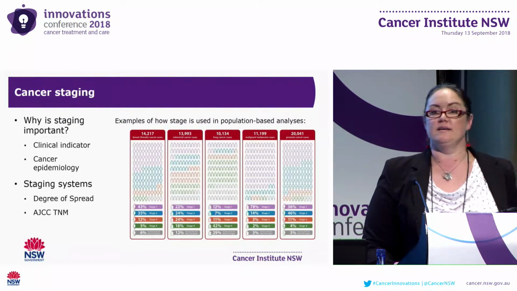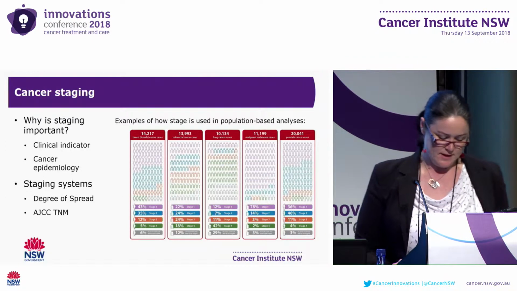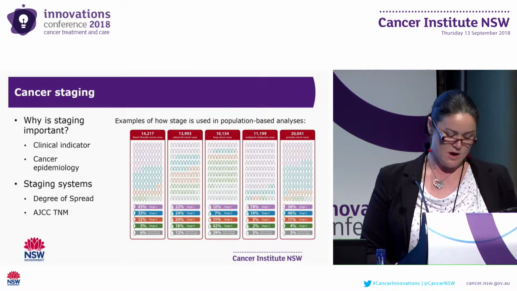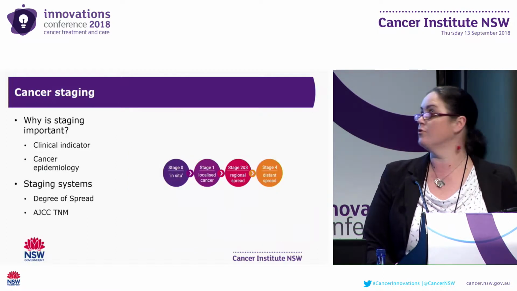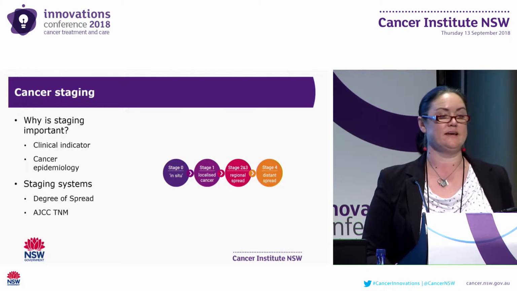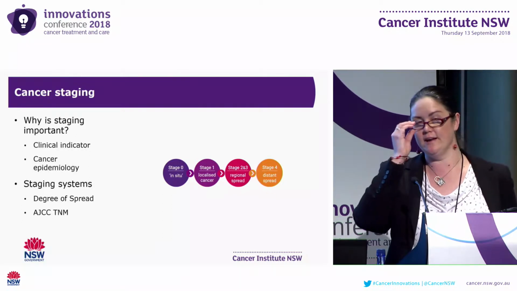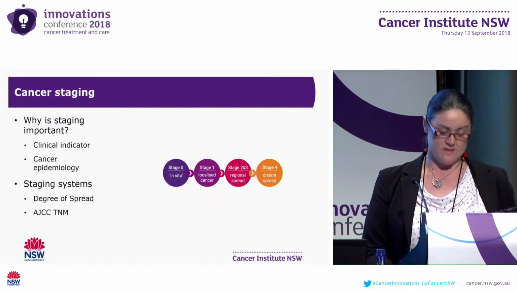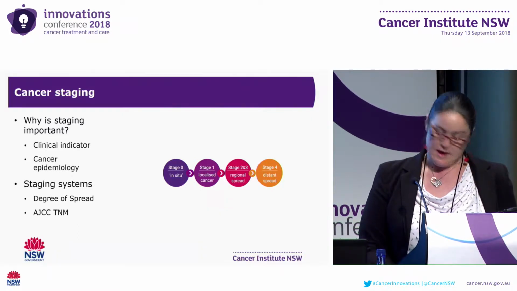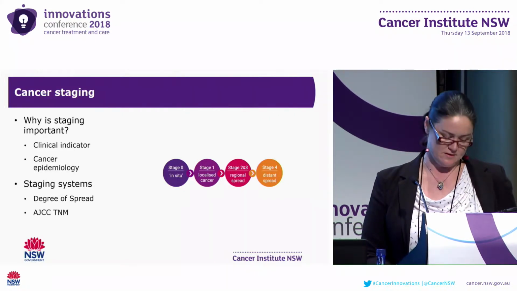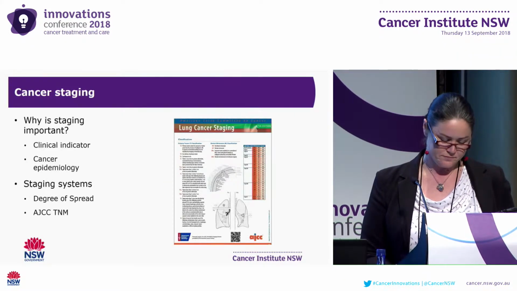There's lots of different ways you can stage a cancer. In the registry, we've collected summary stage, which we call degree of spread, or might sometimes be known as extent of disease, and we've been collecting that since the beginning of the registry in 1972. In this system, tumours are categorised into 4 groups, which you can see up there, and it's defined by the International Agency for Research on Cancer.